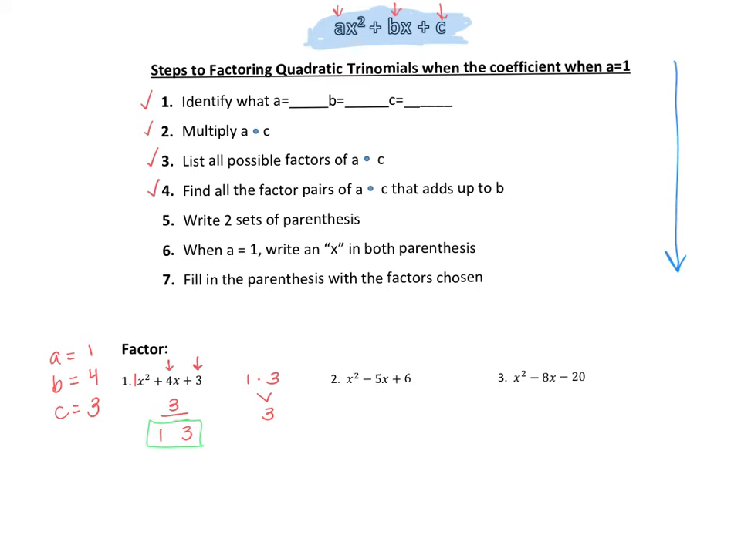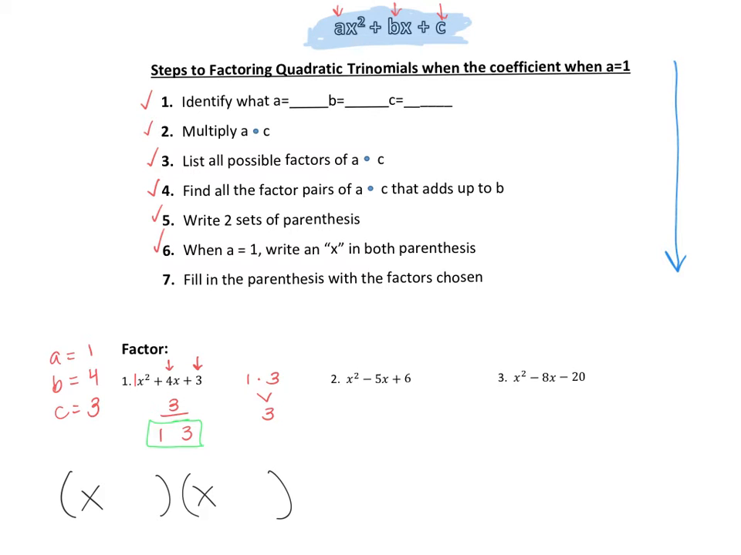Then my next step is to write 2 sets of parentheses, which should be written as so. That would be my step 5, so I can check that off. Step 6 is, when A equals 1, you can write an X in both parentheses. So if A equals 1, you will write the X as so. Step 6 is done.